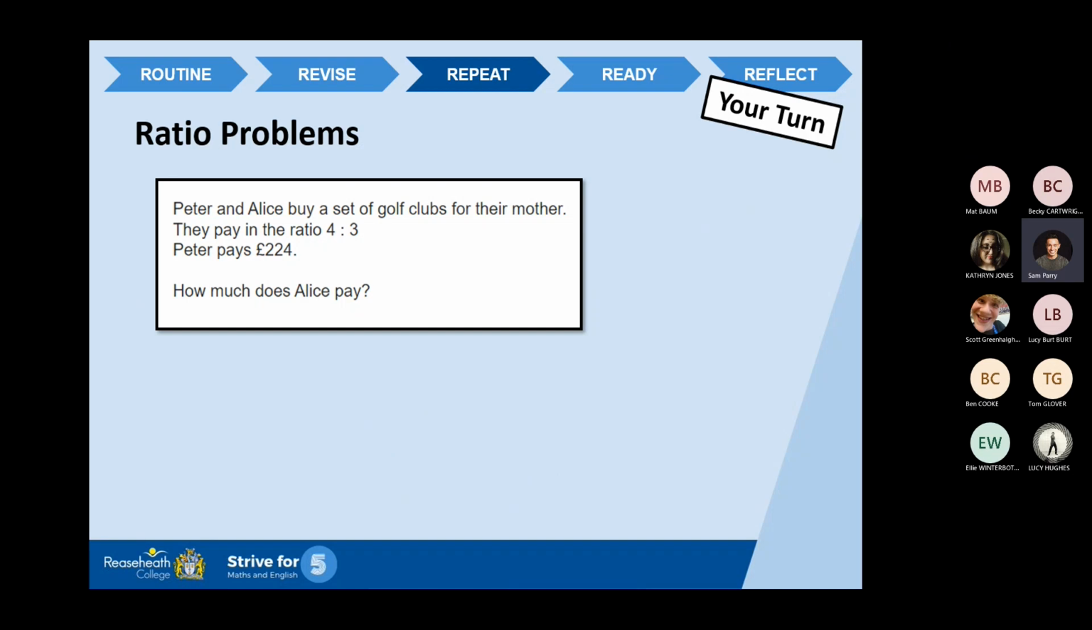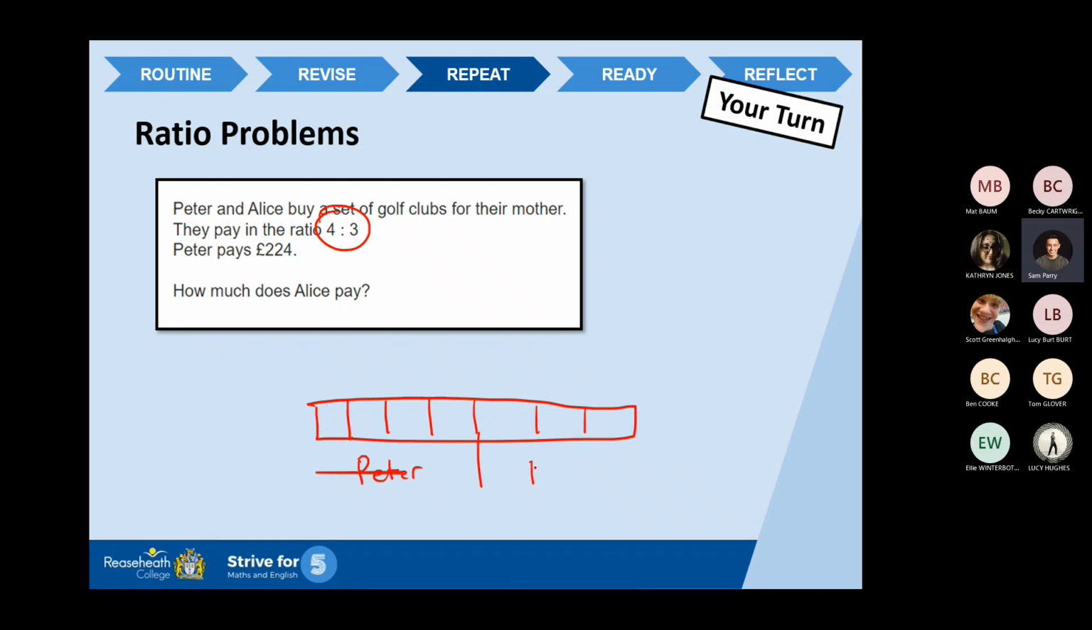So let's have a look at how, literally, this is what I would do in an exam. Peter and Alice buy a set of golf clubs for their mother. They pay in the ratio 4 to 3. Peter pays £224. How much does Alice pay? Well, here you go, son. Here's a bar. 7 parts to represent the ratio. 4 to 3. Peter and Alice. So Peter's name comes first. So he's there. Alice next to him.